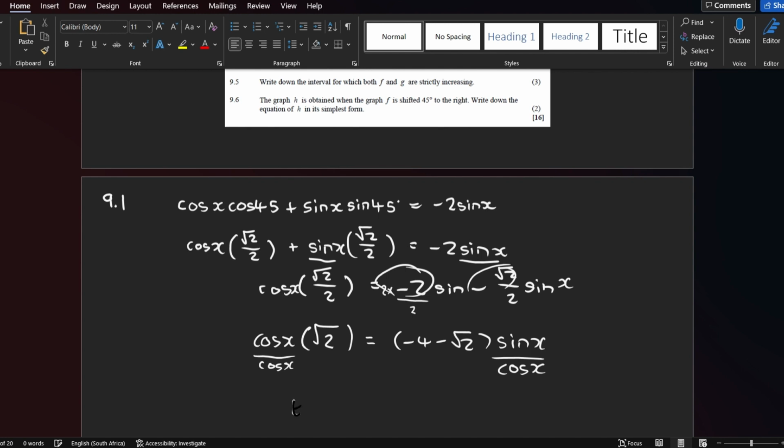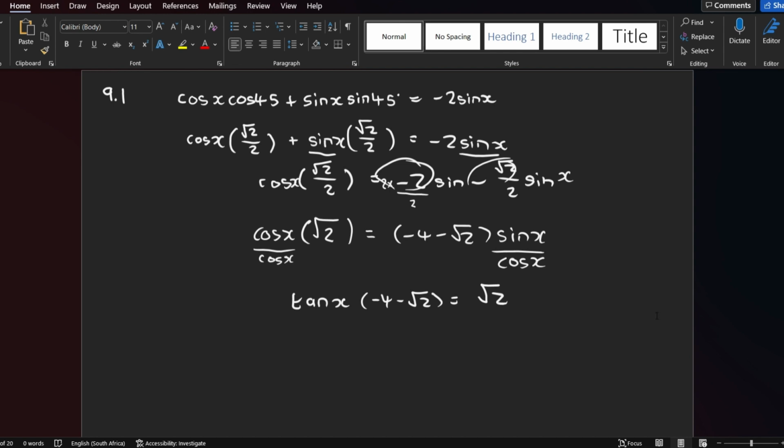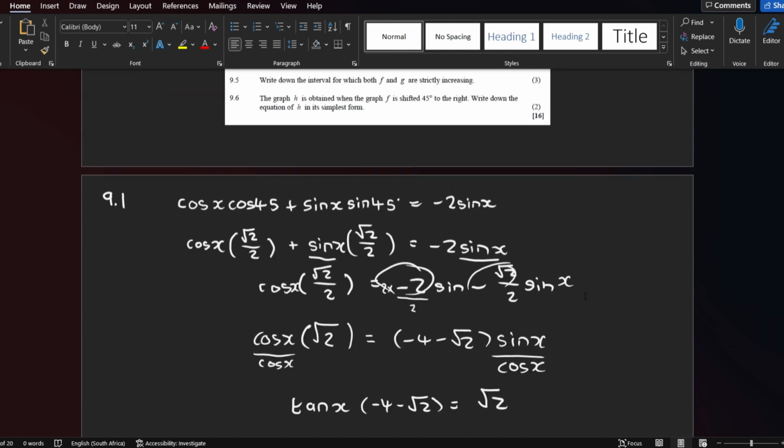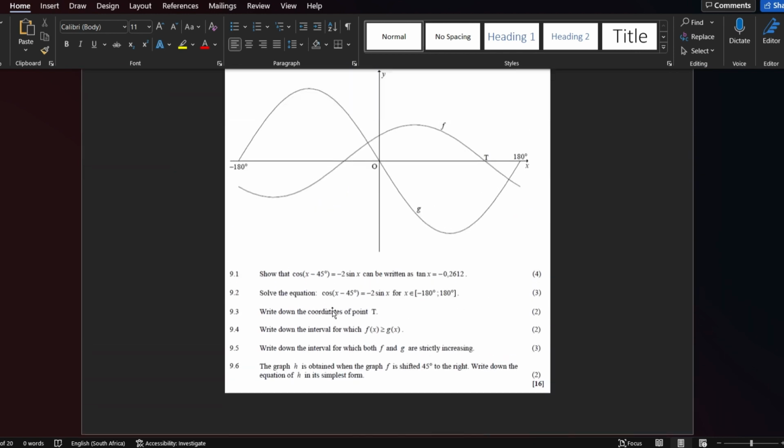So we can have tan x, and then negative 4 minus negative root 2 equals root 2. And then obviously we just take over that part of the term as a division, and we will end up with the expression that the question asked us to find, which is negative 0.2612. Okay, so we have proved that expression to be true.